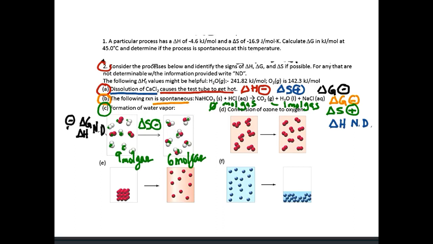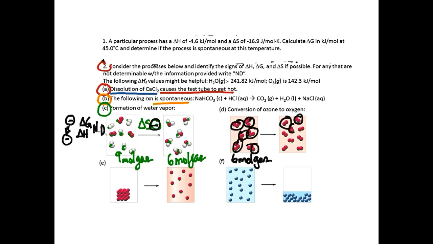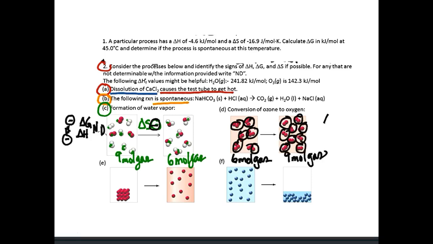If we move on to part D, we're converting ozone to oxygen. We have 6 molecules of ozone, and we have 9 molecules of oxygen, which means we're going from 6 moles of gas to 9 moles of gas, which means delta S is definitely positive.